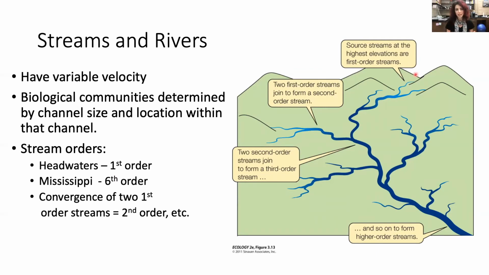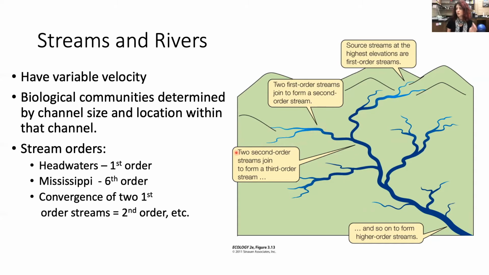When you join two first order streams together, you get a second order stream. So over here, you have two first order streams. When they come together, their confluence is then a second order stream. This goes on and on.